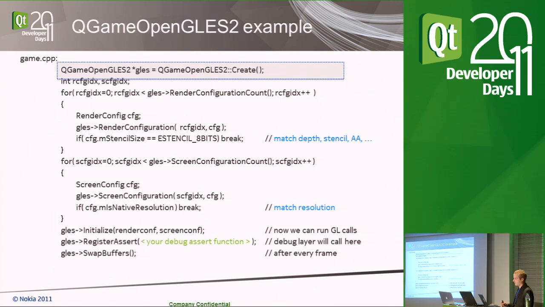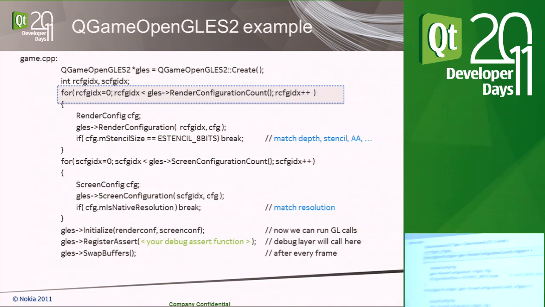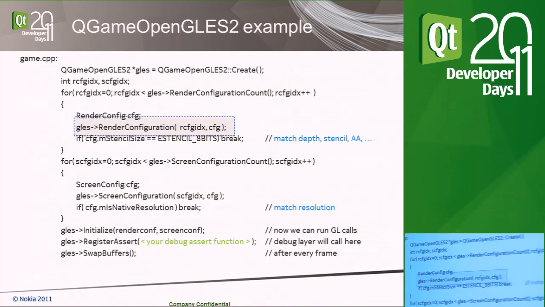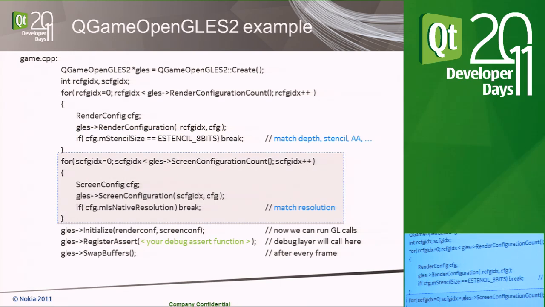So just a quick example of how you use the API. The same kind of pattern, pretty much. You create the instance. You get the configuration count of how many render configurations there are. You loop over them. You get the render configuration for each of those by an index. And then you check whether the render configuration matches your need. In this example, I just checked that it has 8 stencil bits, but usually you would check for more things like depth buffering and stuff like that. And then you break out of the loop when you match whatever your needs are.